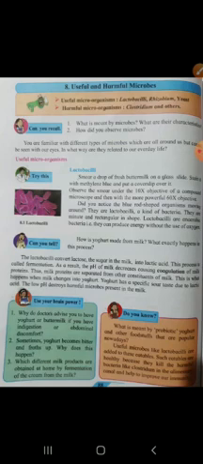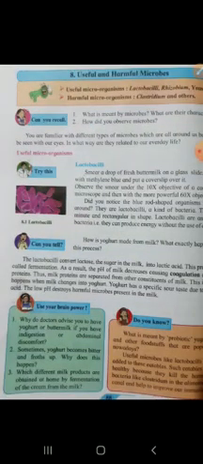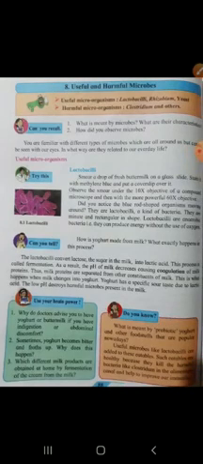Second question is given here: how did you observe microbes? How can we observe microbes? Microbes are observed using microscopes. Yes, we can observe microbes with the help of a microscope. Alright, then students, here it is given: you are familiar with different types of microbes which are all around us but cannot be seen with our eyes because they are small in size. We cannot see them with our naked eyes.